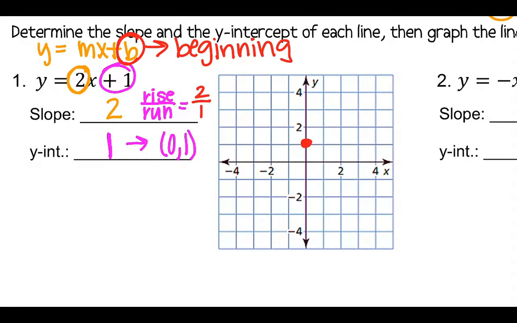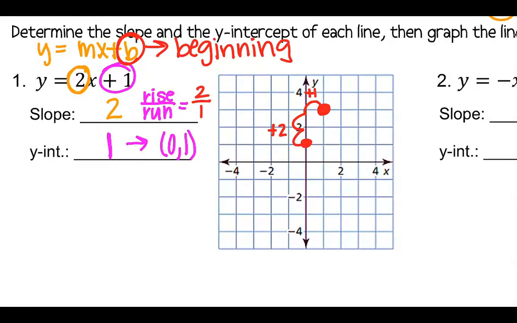From the beginning, I'm going to go to my slope and go rise over run. So it's a positive 2 and a positive 1. So what I'm going to do is go up 2, there's my positive 2, and then go over 1. There's my positive 1. Remember, going to the right is positive, because if I think of a number line, all my positive numbers are on the right, all my negative numbers are on the left. So I'm going positive, so it's the right, and then I'm going to put my point.